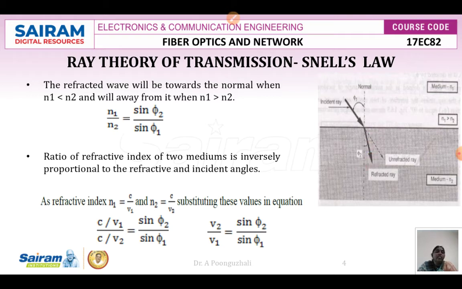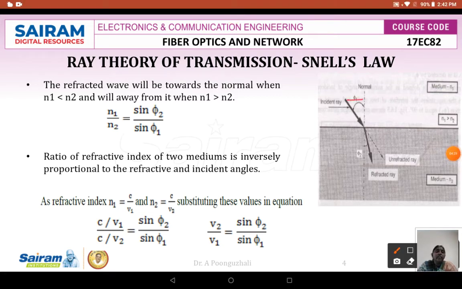Now we will see the Snell's law basic equation. I am going to draw a right-angled triangle, with the opposite side marked here and here. We are going to find the opposite side. Here sin phi 1 is equivalent to the incident ray's refractive index, which is n1.